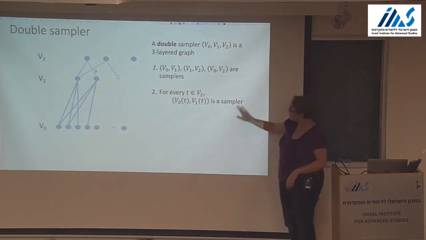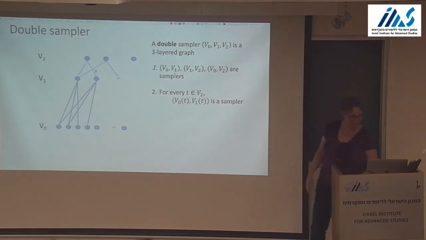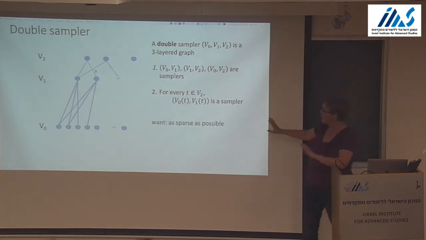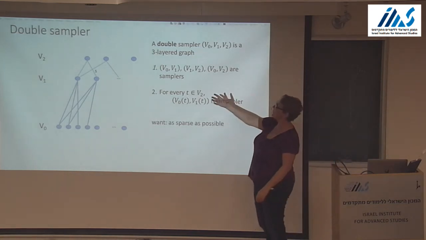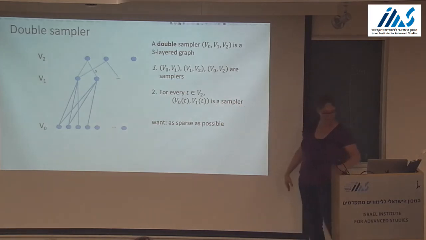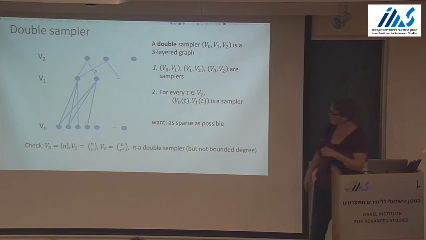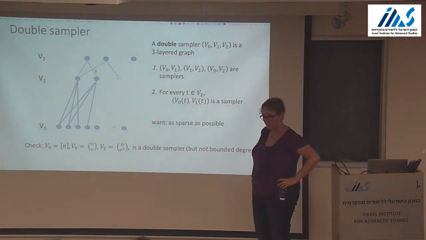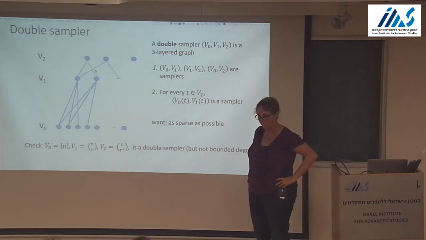So anyway, this is non-trivial. Well, it's not completely non-trivial. If you take the complete complex, you will get this. But we want it to be constant degree. But in the example that we just discussed, we took a random graph. For both random and regular graphs, that would be a double sampler, right?